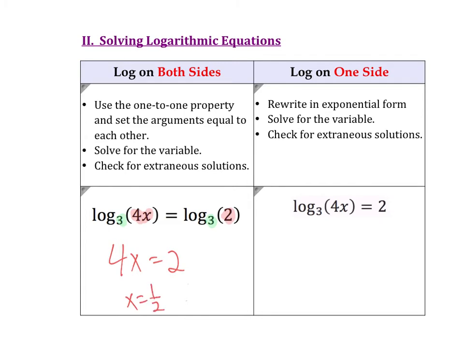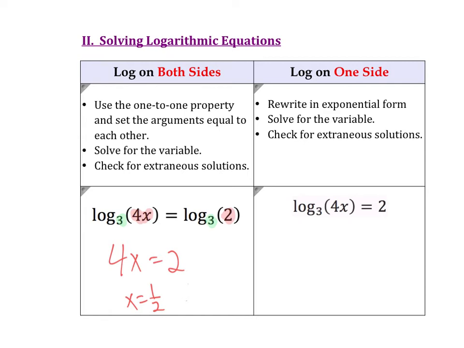As we've done before, make sure you're checking for extraneous solutions, because if we plug our value back into the original equation and get a negative result as the argument for the logarithm, then we're in for a world of trouble. Basically, that means it's going to be an extraneous solution because we can't have negative arguments.